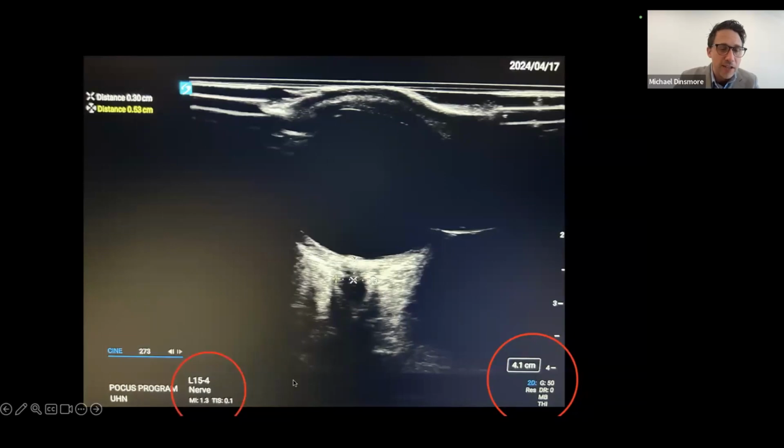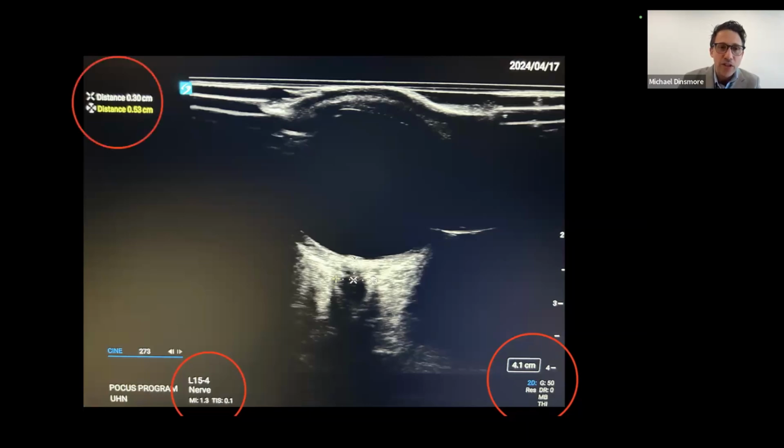Next thing we want to look at is the transducer setting here. This one is an older machine. This one's set at nerve with a high frequency of 15 megahertz. As you can see in the bottom here, the MI is 1.3 and the thermal index of tissue is set at 0.1, which is okay. It's fine to go ahead.